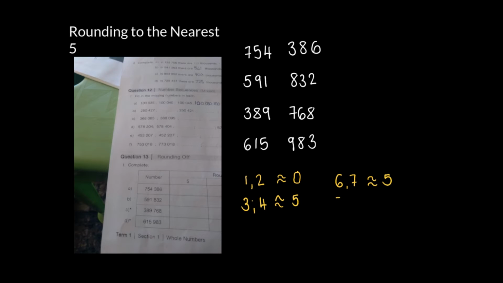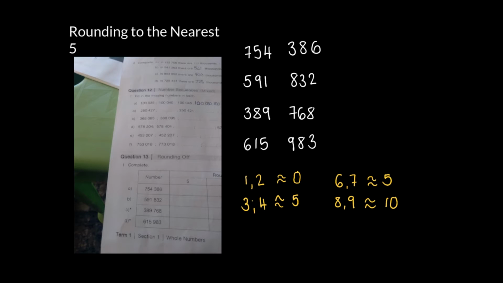And if my numbers are either 8 or 9, we're going to round up to the nearest 10, which means that we're going to add a 10 to the number just above it. And we're going to see what that looks like in a minute. Let's just go through the first one.